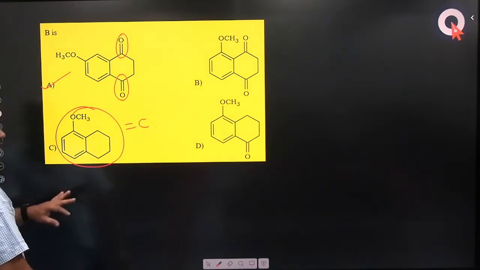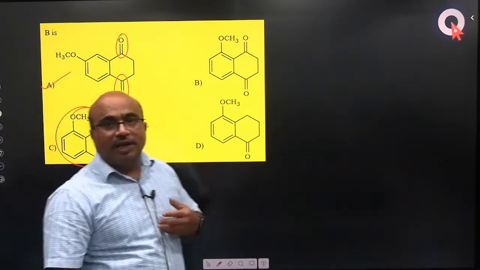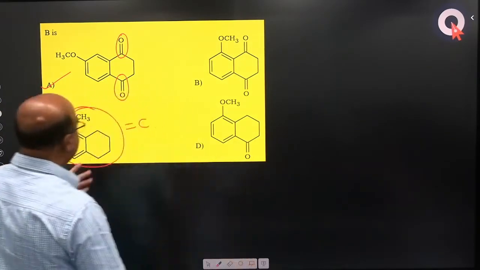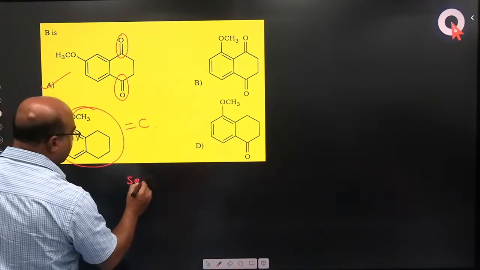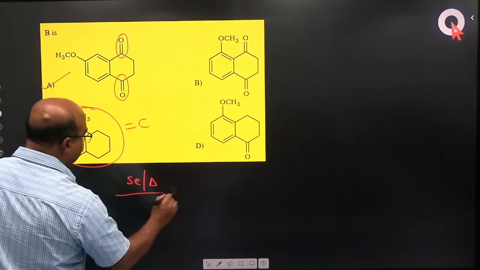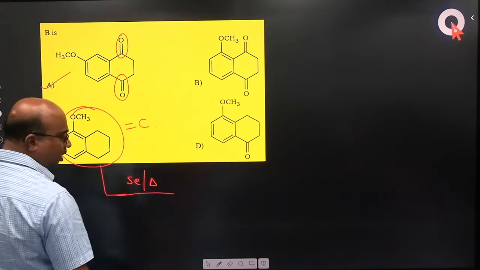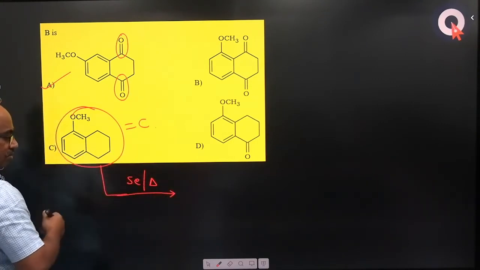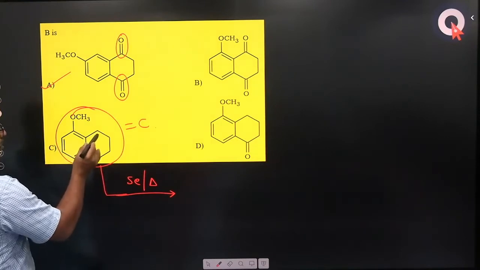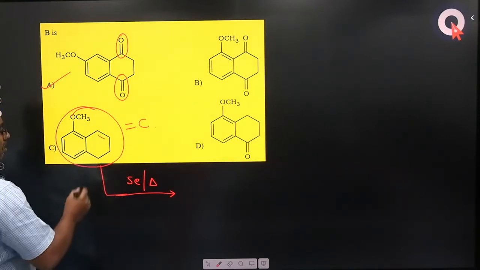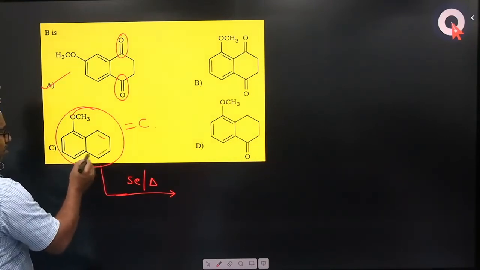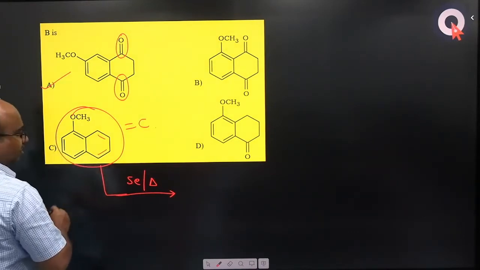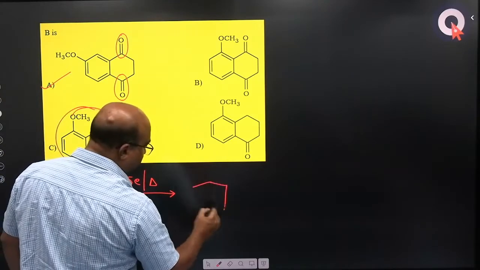Then after that we are heating with selenium, then aromatization takes place. What is aromatization? If you take this compound and add selenium and heat it, selenium will absorb the hydrogen, remove the hydrogen. So it will remove the hydrogen from here, and you will get a double bond here. You will remove the hydrogen from here, and you will get a double bond. So that aromatization takes place, and you will see the final product like this.